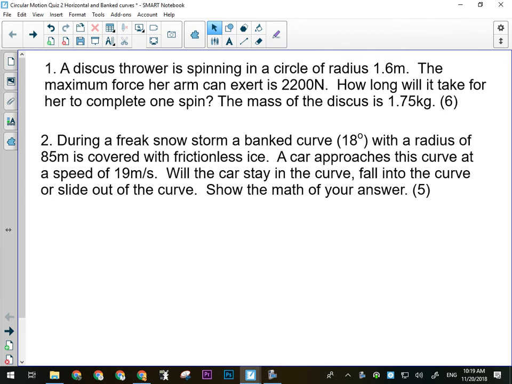Okay, follow along here, guys. So for question number 1, we have a discus thrower spinning in a circle. The radius of that throw is 1.6 meters. We know the maximum force her arm can exert is 2,200 newtons. We're looking for how long it'll take her to complete one spin, which means we're looking for what? The period of her motion.